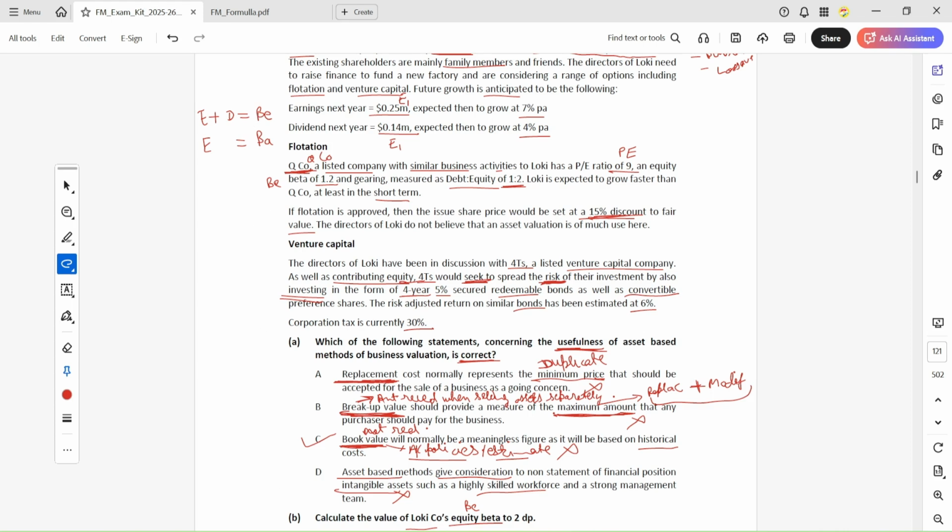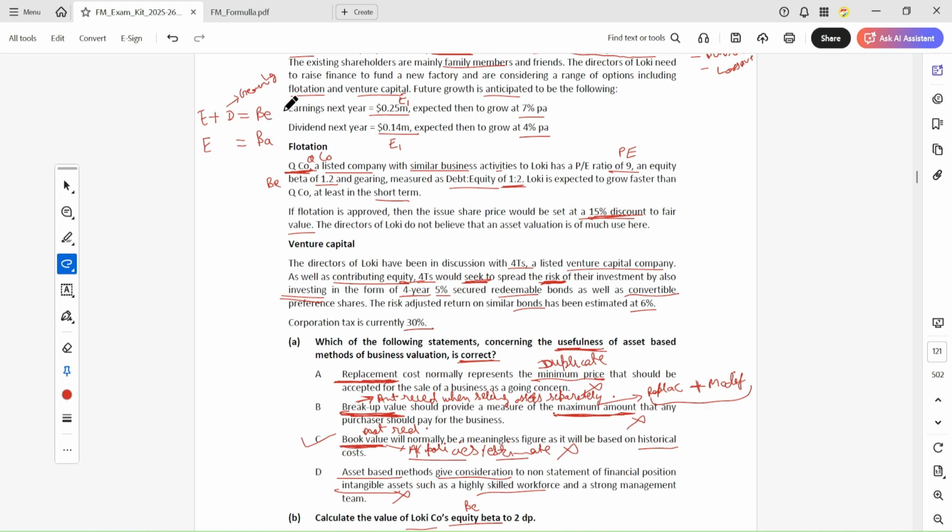Okay, so now one more thing you need to understand: if a company is financed by equity and debt, this debt is also known as gearing. So if a company is financed by debt, this is called gearing.